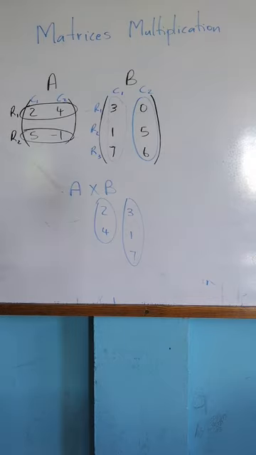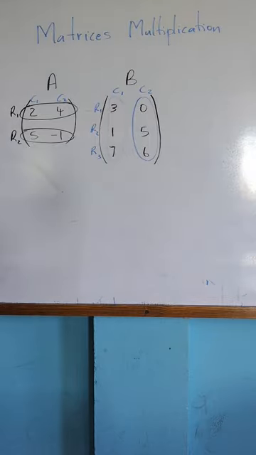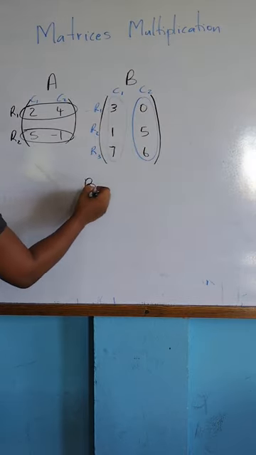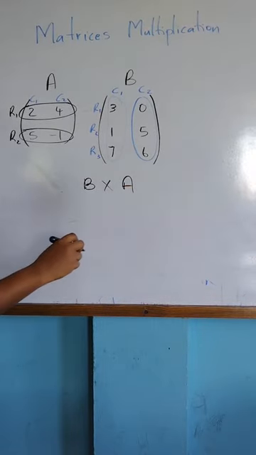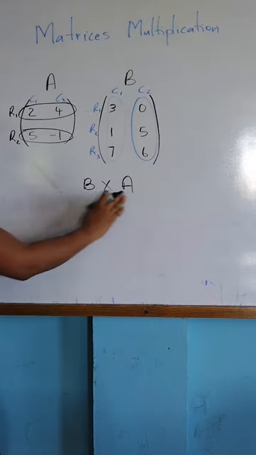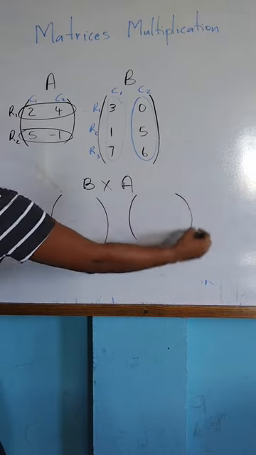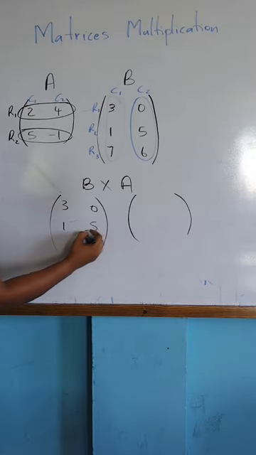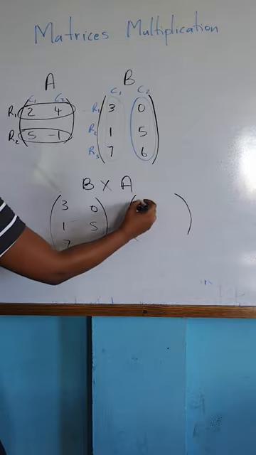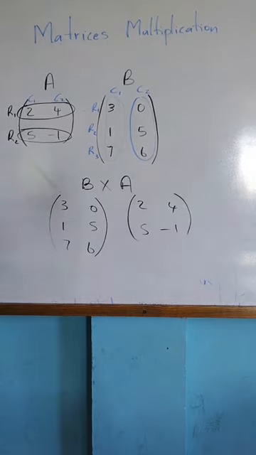But what if I switched it around and the request was to multiply B times A? Based on what I told you before, remember we said if it's B times A, then B would come to the front and A would go to the back. Now, what were the elements here? It would have been 3, 0, 1, 5, 7, 6, multiplying 2, 4, 5, negative 1. What should I highlight from B?